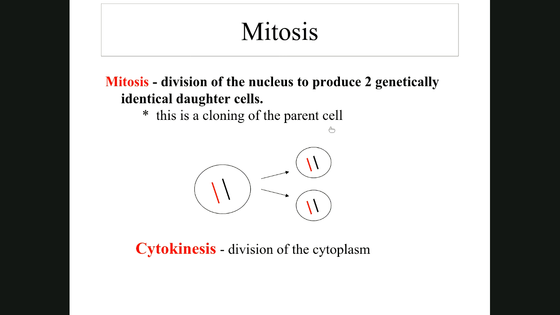And here I have a parent cell that has two chromosomes, a red and a black. Well, so do the daughter cells. They have one red, one black each. So they have the same genetic composition of the original parent.